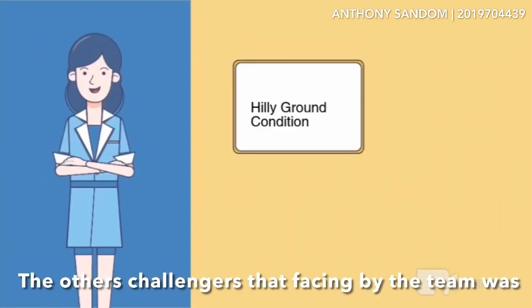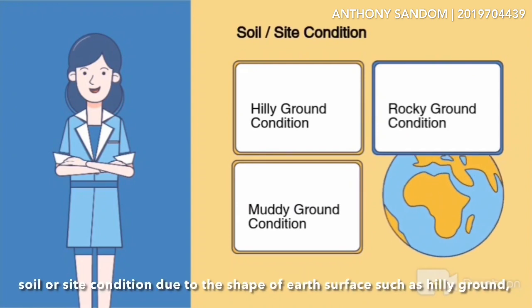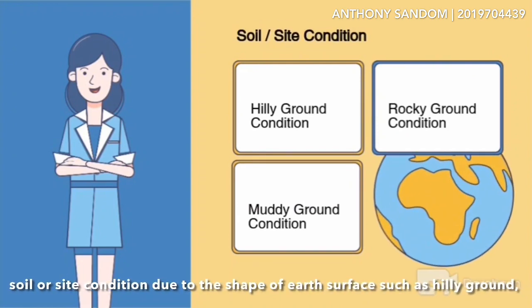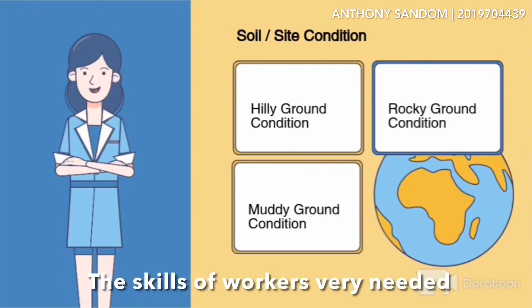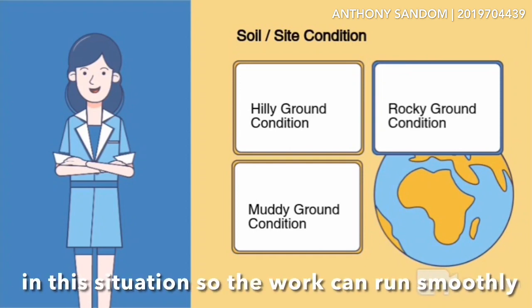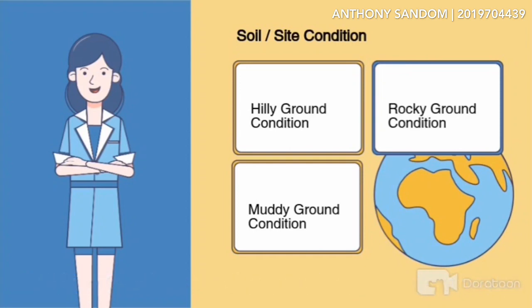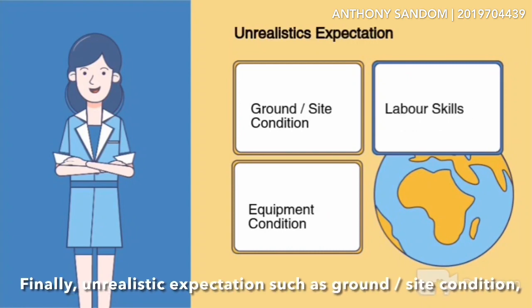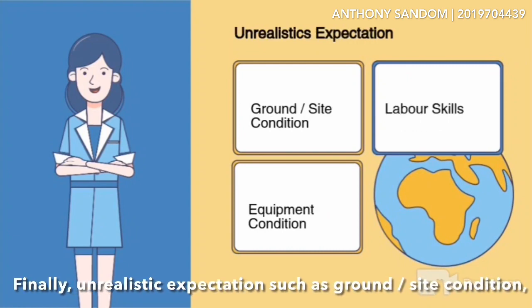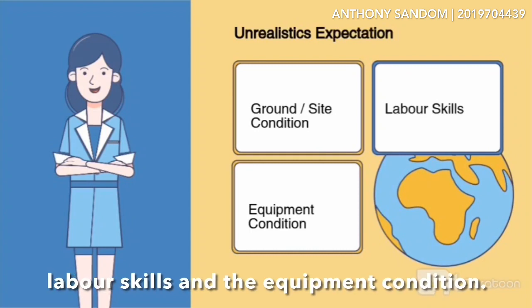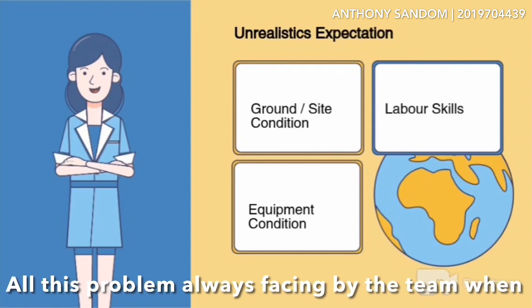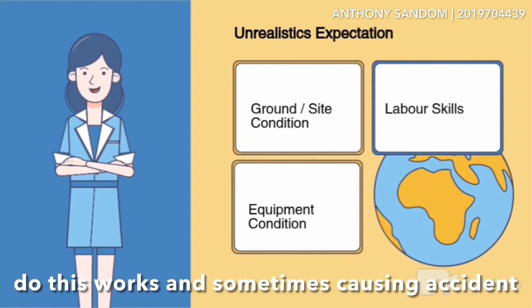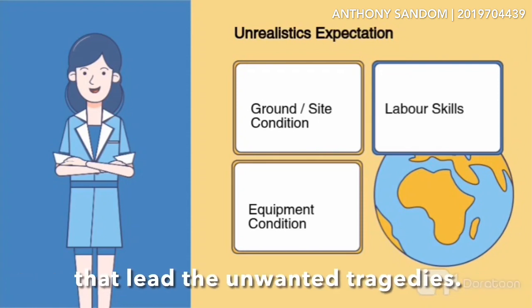The other challenges faced by the team are the soil or site conditions due to the shape of the earth surface, such as hilly ground, rocky ground, and muddy ground. The skills of the workers are very much needed in this situation so that the work runs smoothly. Finally, unrealistic expectations such as about ground or site condition, labor skill, and equipment condition. All these problems are always faced by the team when doing this work and sometimes cause accidents that lead to unwanted tragedies.